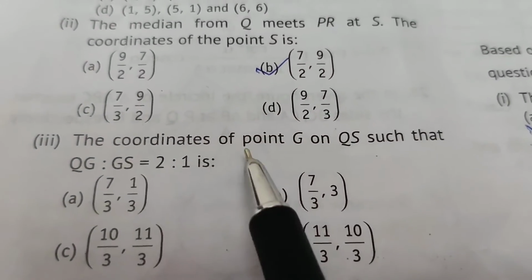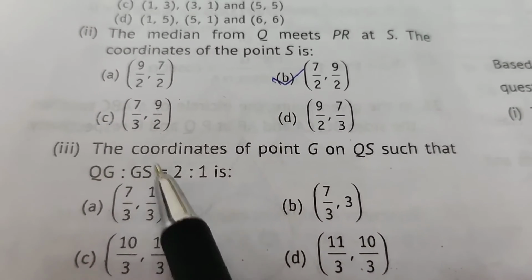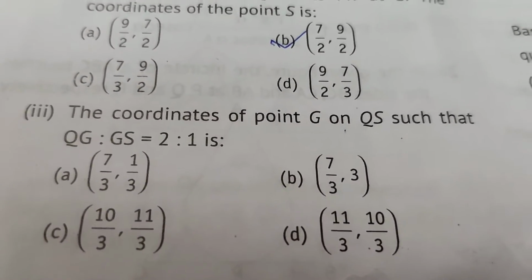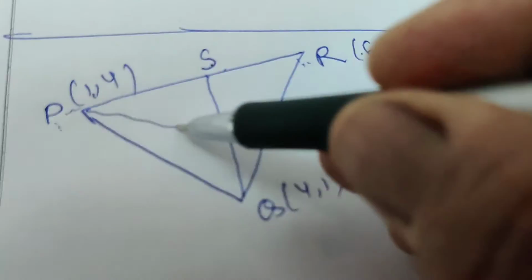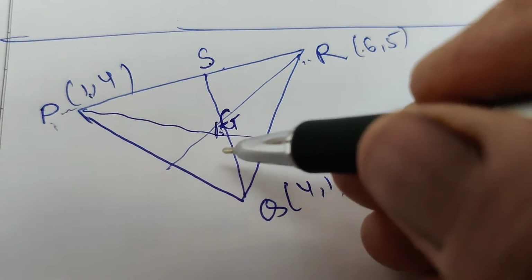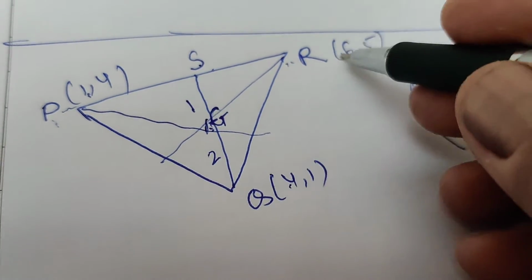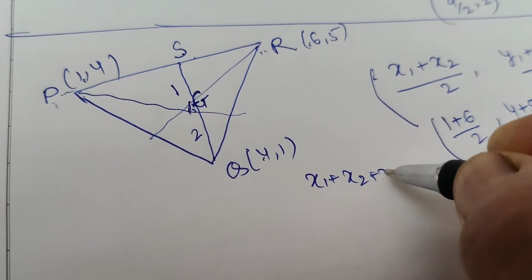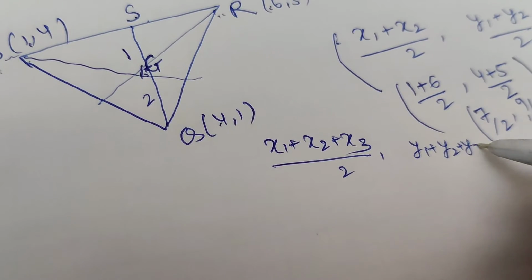Now third, the coordinates of a point G. G means centroid on QS such that QG to GS is 2:1. Basically, coordinates of G means the centroid where three medians meet at a point. This point is known as the centroid. The coordinate of centroid we can find such that 2:1 ratio. Otherwise, the coordinates of centroid is x1 plus x2 plus x3 by 3 and y1 plus y2 plus y3 by 3.